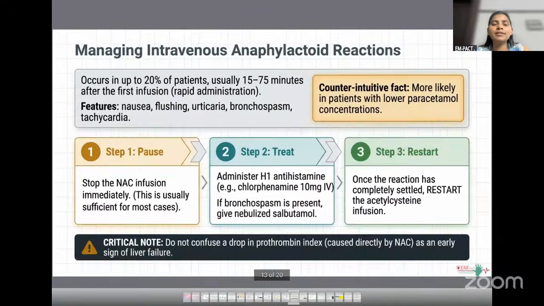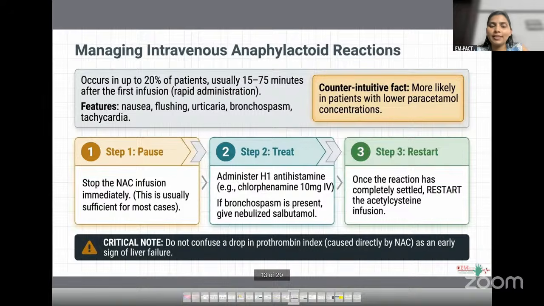Okay, so let's see. What if an anaphylactic reaction develops after the NAC therapy? This is reported in only 20% of the patients, and that too, unfortunately, in those who have low serum paracetamol levels. Some may develop some respiratory issues. Some will have some itching or urticaria. It is an anaphylactoid reaction. And in this situation, how will you react? You can follow: just pause, treat, then restart.